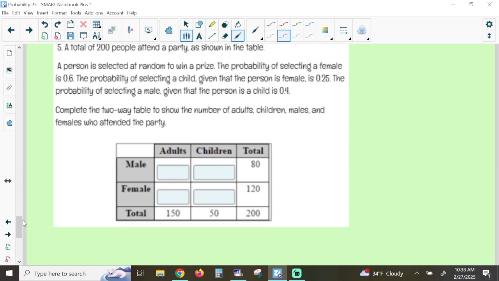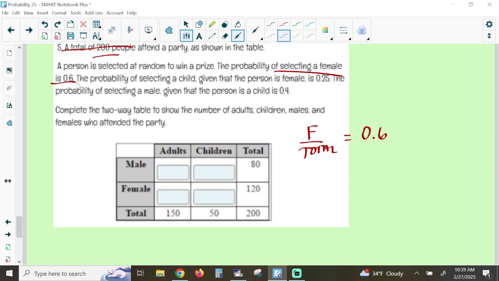It says a total of 200 people attend a party. Is that already here? Okay, don't even need it. That's not a clue that's going to help us, right? Okay, and they're in the table. Got it. A person is selected at random to win a prize. Yay. Hope the prize is good. The probability of selecting a female is 0.6. So that's females out of the total is 0.6. That's what that sentence just says, right? Females is 0.6. So that's this.